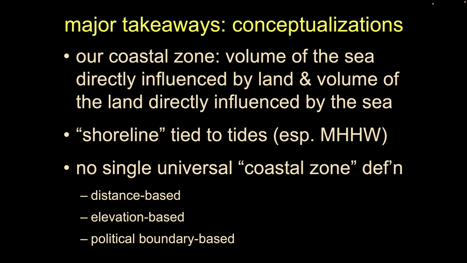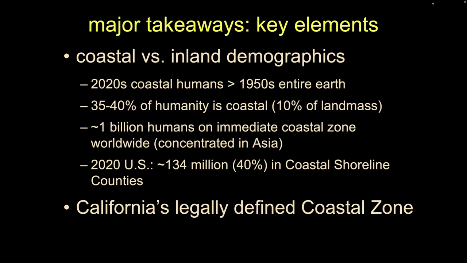And shoreline is fundamental to a lot of our quantitative measures, so we need to figure out a way to define that. We've defined that as the mean higher high water line. And we have various definitions of the coast, right? There is no one single definition because there are all these complex things. If we're talking about hurricanes, we might need one sort of measure. If we're talking about economic development, we might use a different one. So we have both distance-based and elevation-based definitions, and then the long tradition of using political boundary-based definitions of what the coastal zone is.